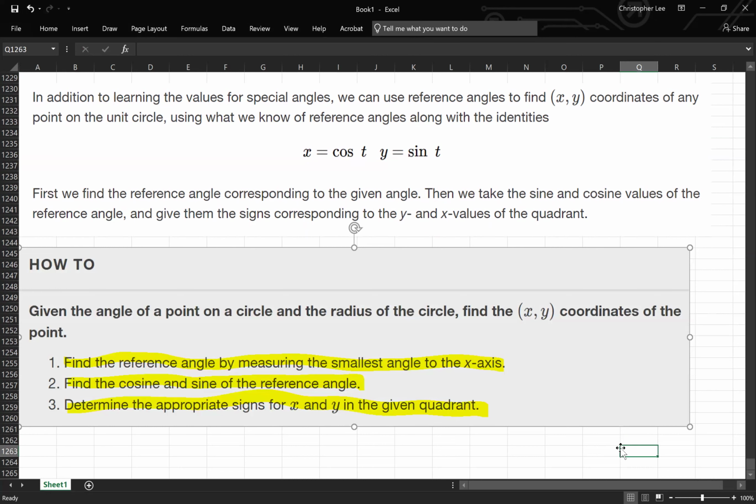All right, so given the angle of a point on a circle and the radius of the circle, find the XY coordinates of that point. So here's how you do it. Step one, find the reference angle by measuring the smallest angle to the x-axis. Step two, find the cosine and sine of the reference angle. Step three, determine the appropriate signs for x and y in the given quadrant.